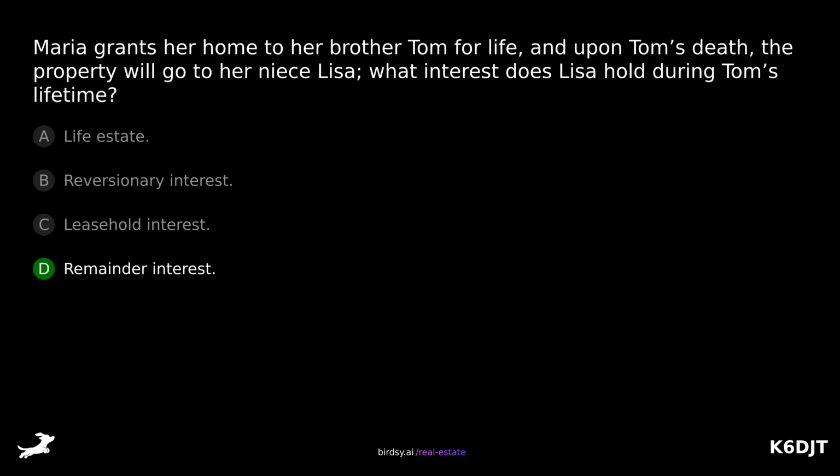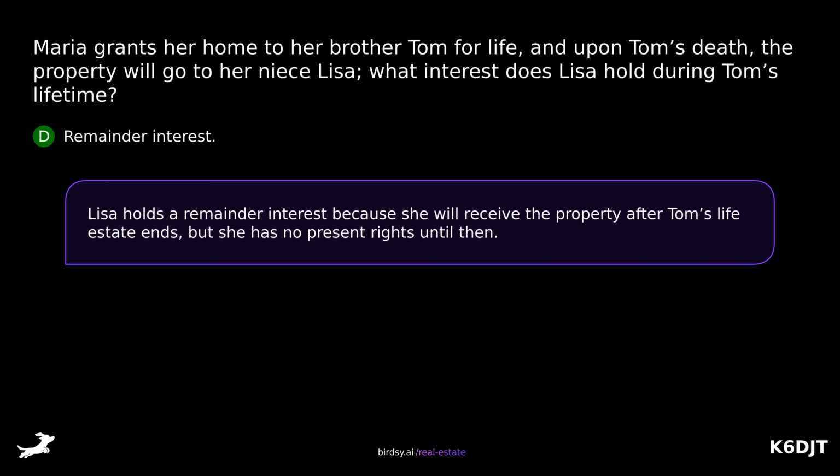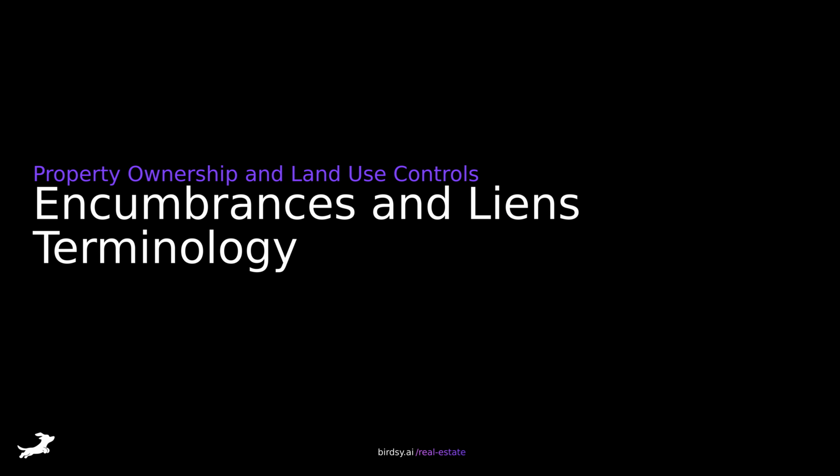The correct answer is D, remainder interest. Lisa holds a remainder interest because she will receive the property after Tom's life estate ends, but she has no present rights until then. Encumbrances and liens terminology.